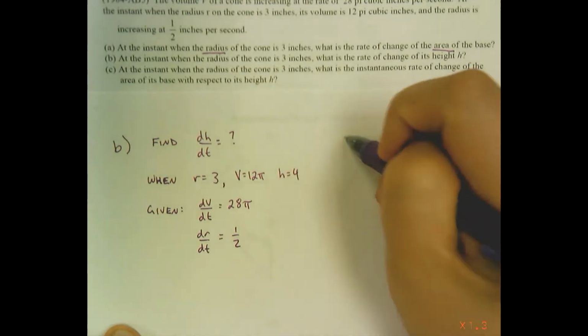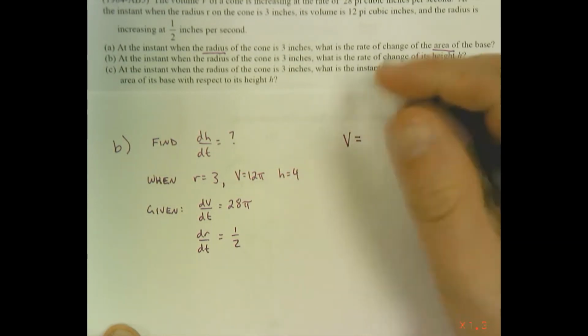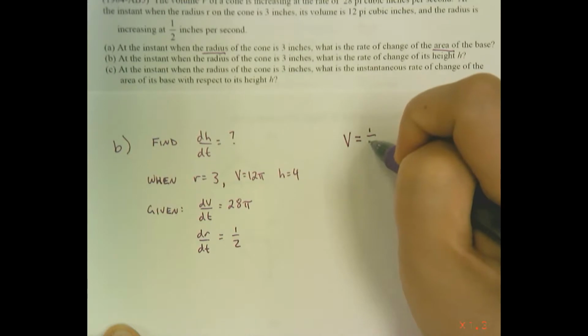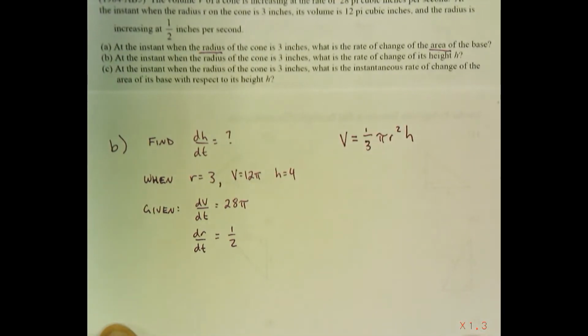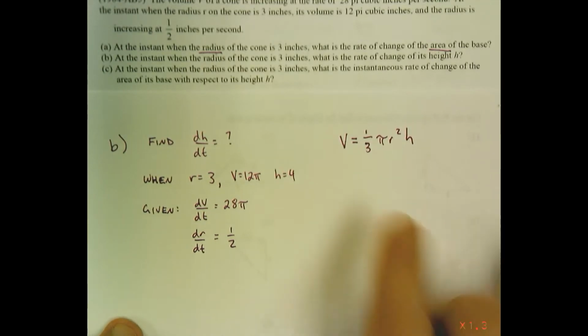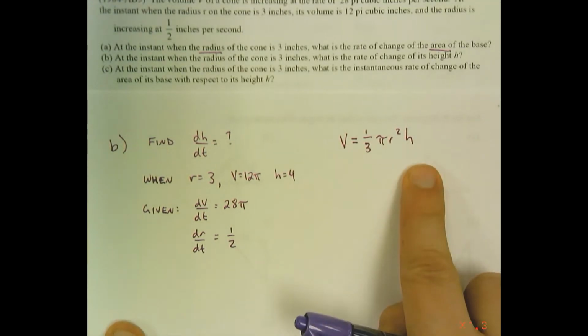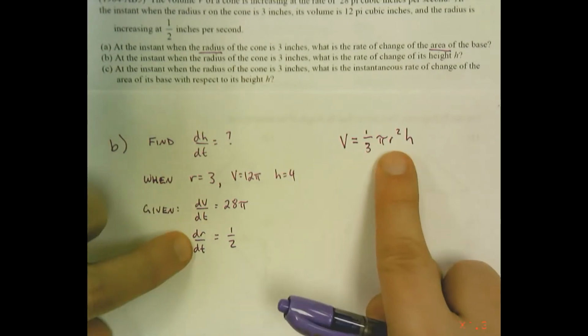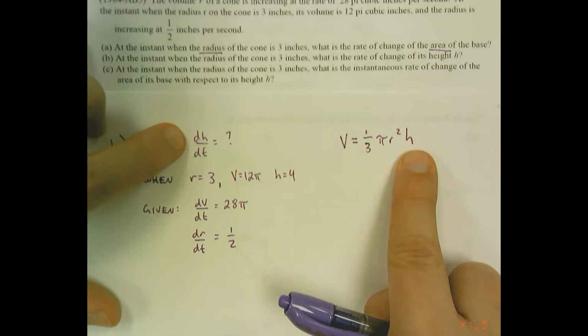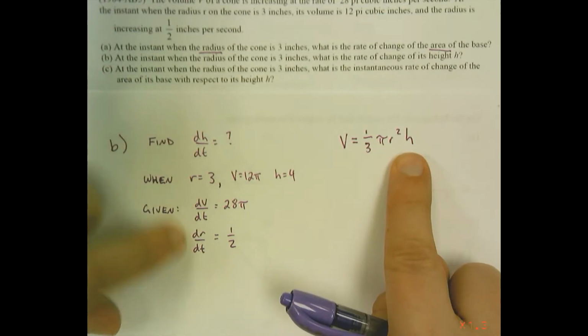And the equation that relates volume to radius and height for the cone, as also written above, is 1/3 pi r squared h. So when we differentiate this with respect to time, we're going to have a dV/dt, a dr/dt, and also the dh/dt. So this should work for finding dh/dt.